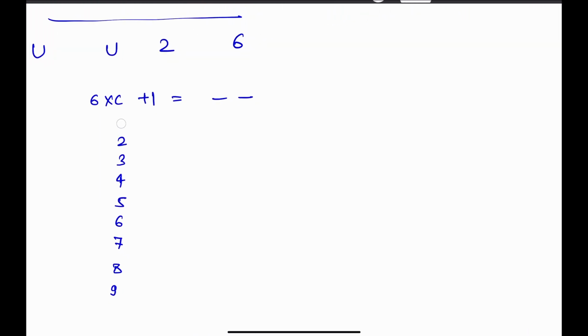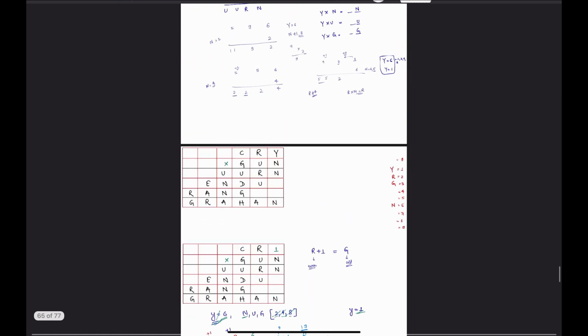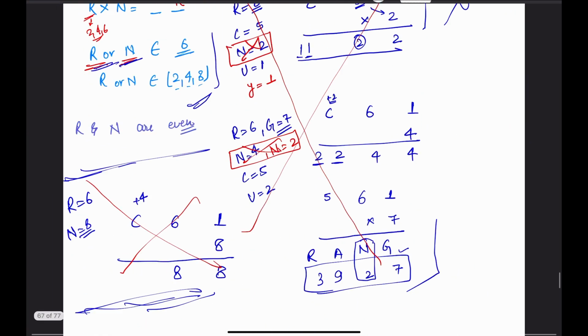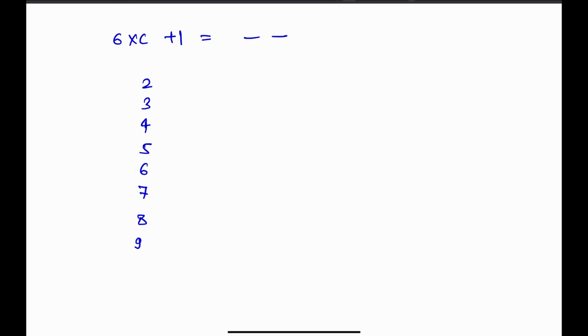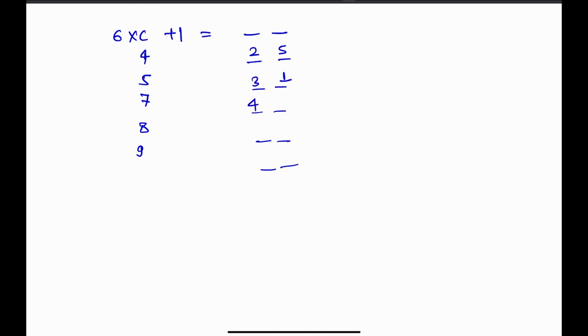So C cannot be 1 because Y is 1. 1 2 3 and 6 are already taken, so I will remove 1 2 3 and 6. So these are the only possible values which C could be. So let's find this value. If 4 it will be 25, if 5 it will be 31, if 7 it will be 43, if 8 it will be 49, if 9 it will be 55.